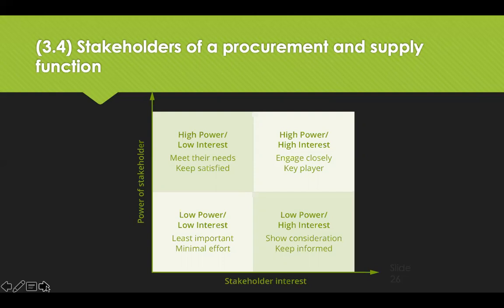So Mendelow's matrix helps us to identify the impact and influence that different stakeholders have in order to determine what threat or support the stakeholders are to the procurement and supply agenda. And this is going to be based on the power and interest they have. So you can see here, high power, high interest are your key players. You need to manage them closely, whereas minimal effort for those that are low, low.